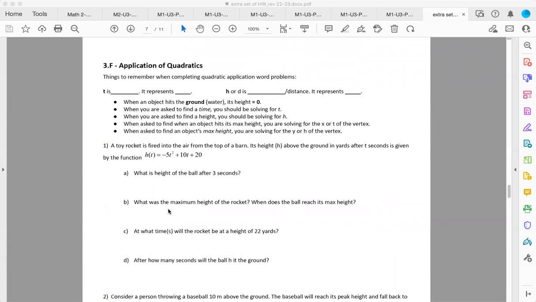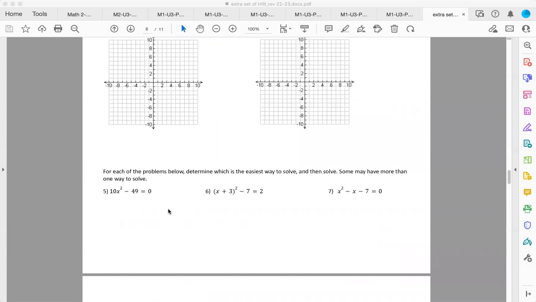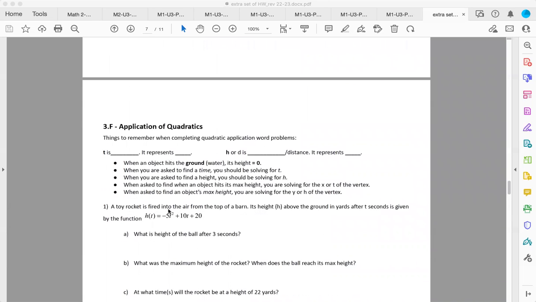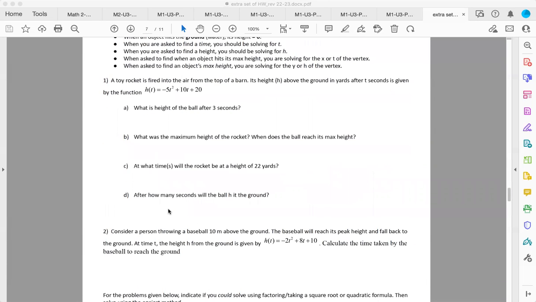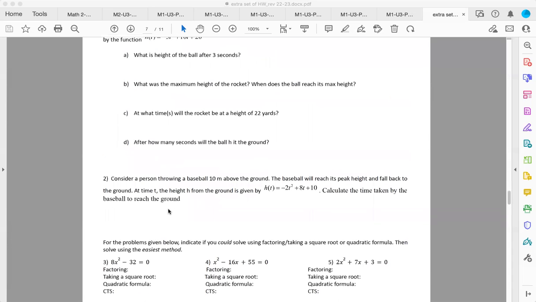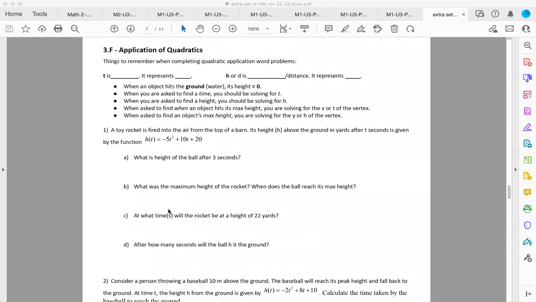Maybe let me do one of the rest. Okay, let me do one on applications. Let's see, if we have 2 of them, I'll do one. Yes, let me do number 1. Let me just jump to 3F and do the first one.